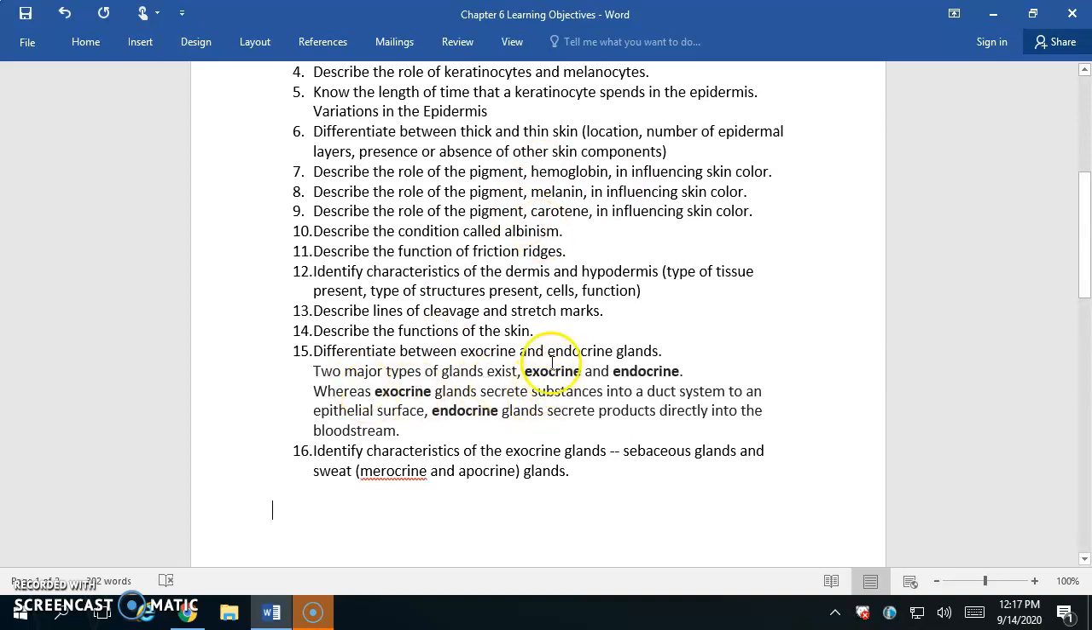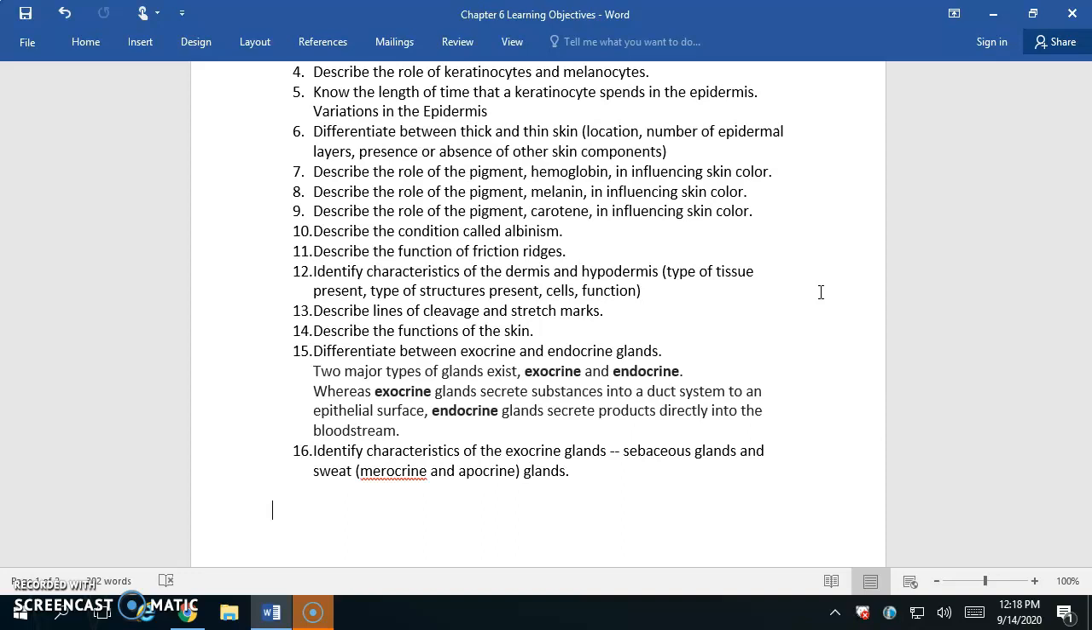There are two major types of glands in the body, exocrine glands and endocrine glands. The difference is where they secrete their substance. If we have an exocrine gland, the substance that they secrete goes into a duct, which is like a little tube, and then that tube or duct will eventually lead out onto the surface of the skin or another epithelial surface, like the ones that line our digestive, respiratory, and urinary systems. So those are considered exocrine glands, and we're going to talk about those in the skin.